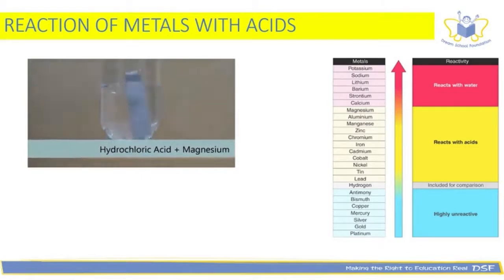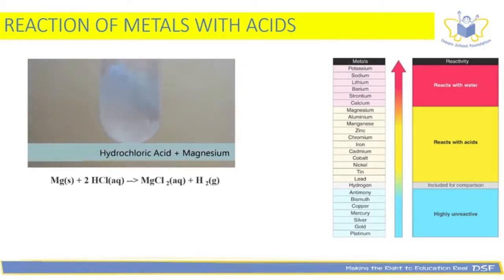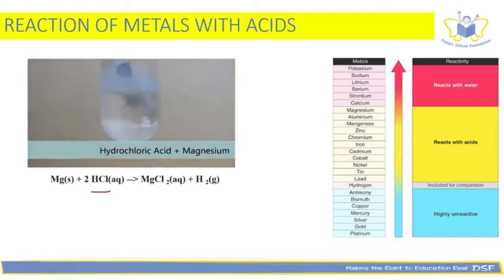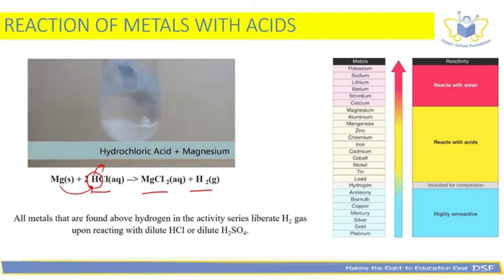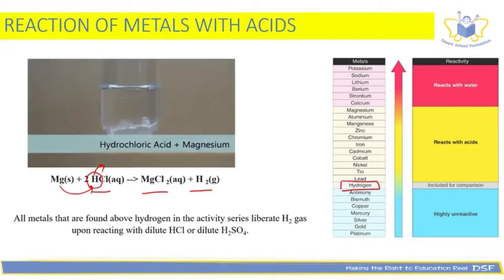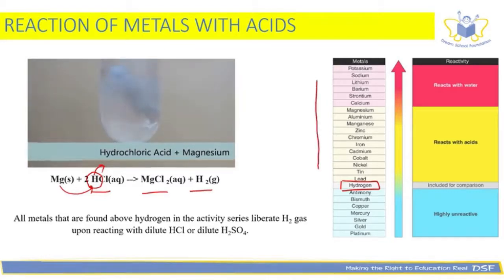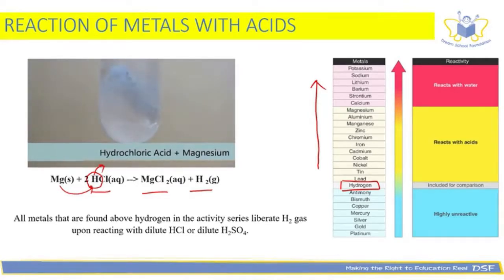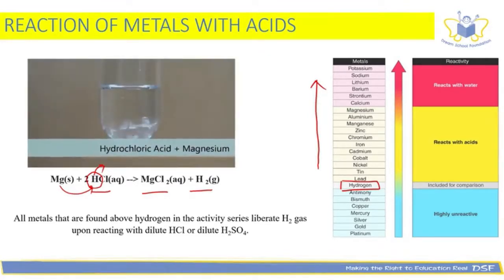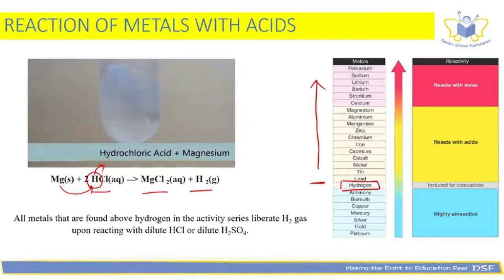Here you can see magnesium reacting with hydrochloric acid. Magnesium reacts with hydrochloric acid, giving you magnesium chloride and releasing hydrogen gas. So basically what magnesium is doing is displacing the hydrogen from the hydrochloric acid. All metals that are found in the reactivity series above hydrogen liberate hydrogen gas upon reacting with dilute hydrochloric acid or dilute sulfuric acid. So basically, metals which are more reactive than hydrogen will displace it in the acids as hydrogen gas.